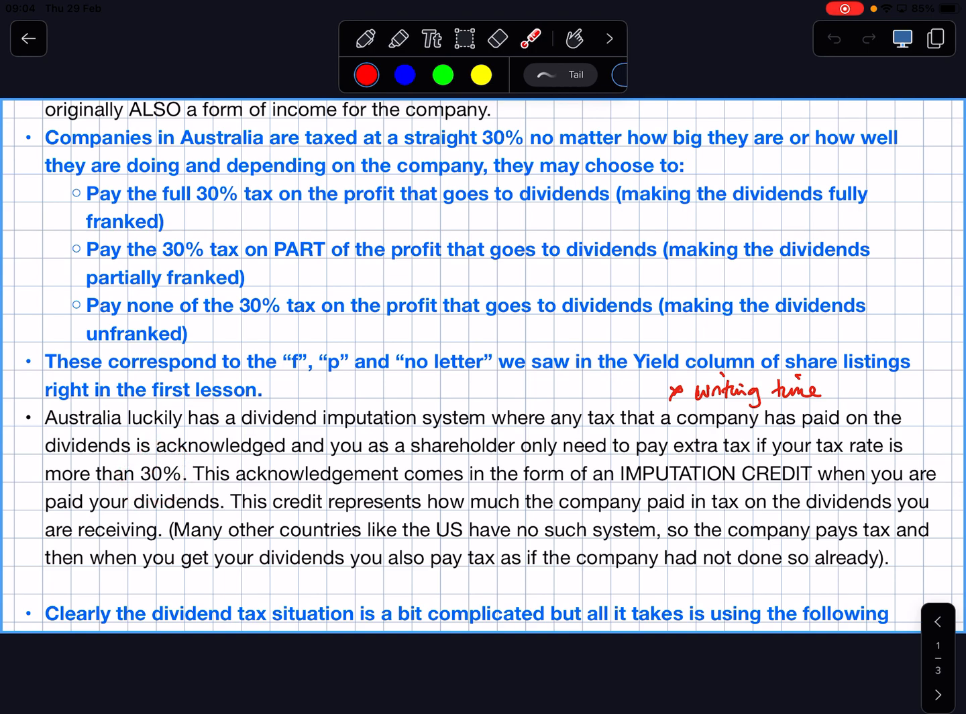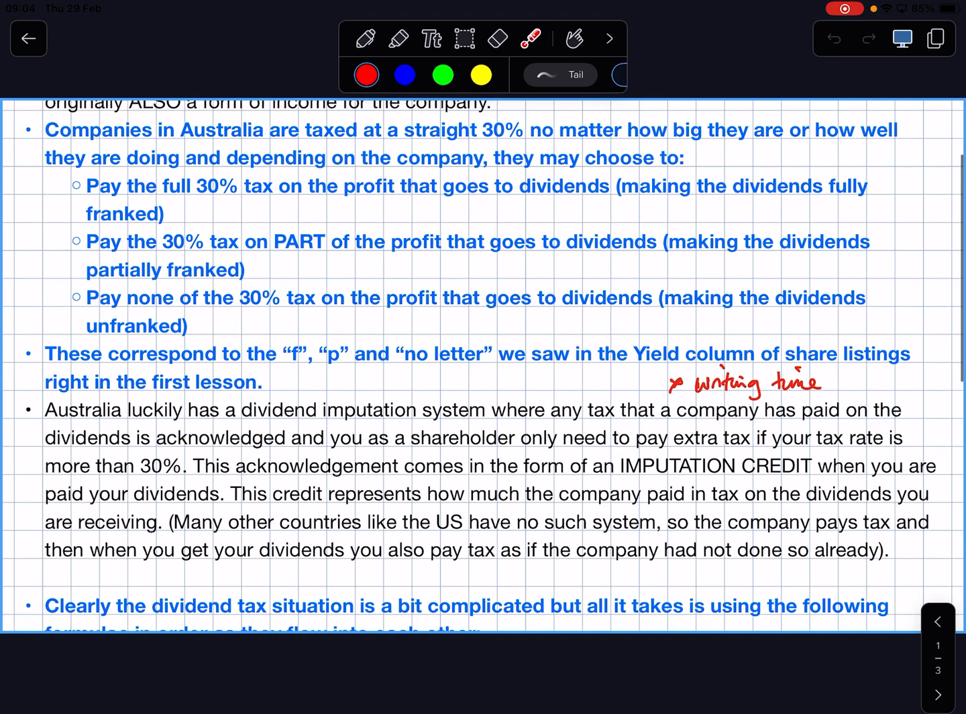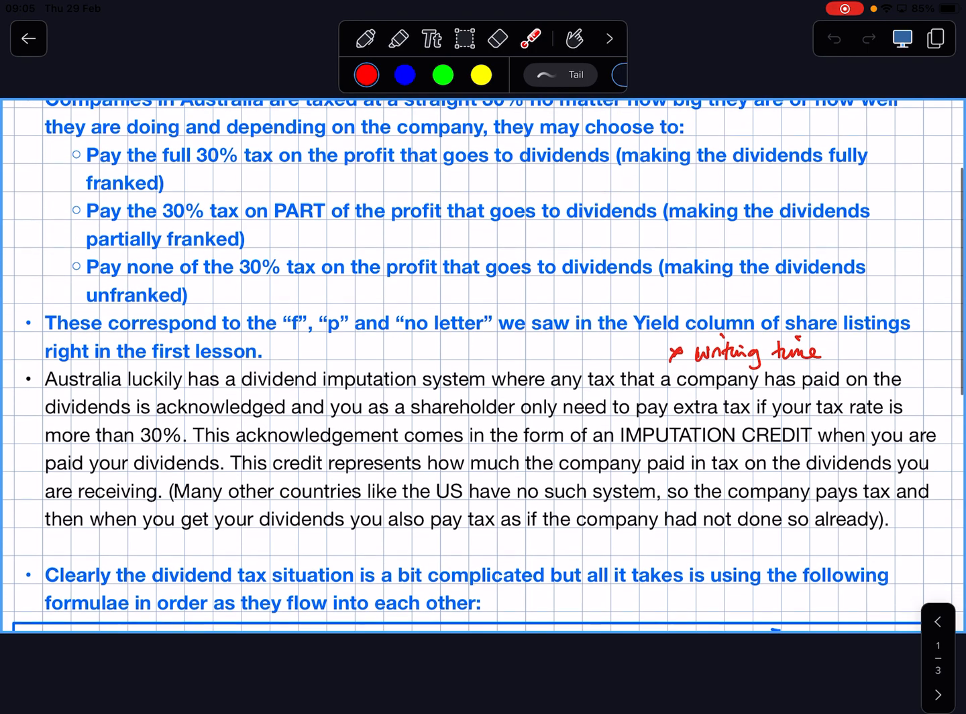Okay? So we've established that a company pays 30% tax. So if they've already paid 30% tax on the dividend they're sharing with you, and your tax rate is exactly 30%, you don't owe anything extra. If your tax rate is more than 30%, well, you just need to pay a little more to make up the difference. The point of this is so that there's no double tax, okay? The acknowledgement comes in the form of something called an imputation credit when you're paid your dividends. This credit represents how much the company paid in tax on the dividends you're receiving.